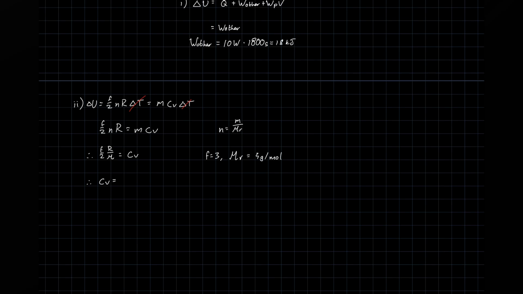If you plug in the numbers into here, we get 3 over 2 times 8.314 over 4 times 10 to the minus 3, because remember it has to be in kilograms, which gives us a nice little number of 3,117.8 joules per kilogram per Kelvin.